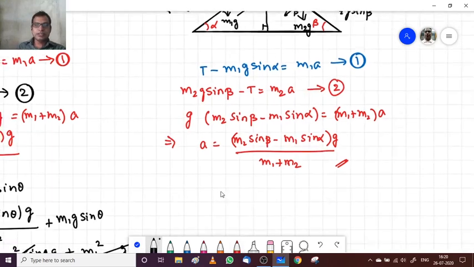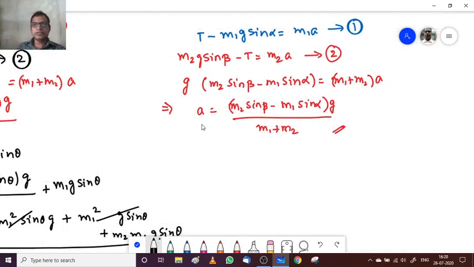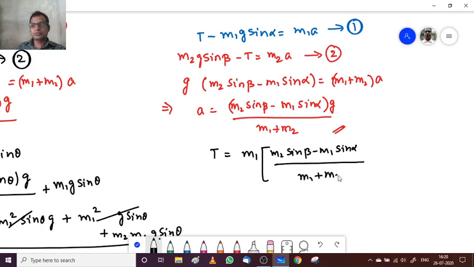Now let's try to find out the tension. To find the tension, let's use the first equation. I say T is equal to m1a plus m1 g sine alpha. A is what? It is m2 sine beta minus m1 sine alpha upon m1 plus m2, into g.